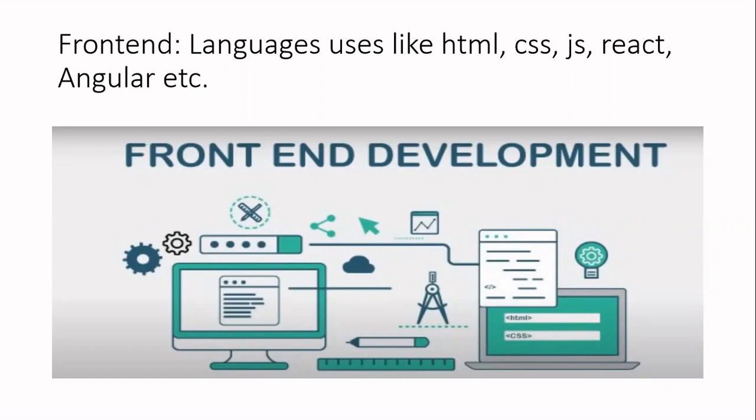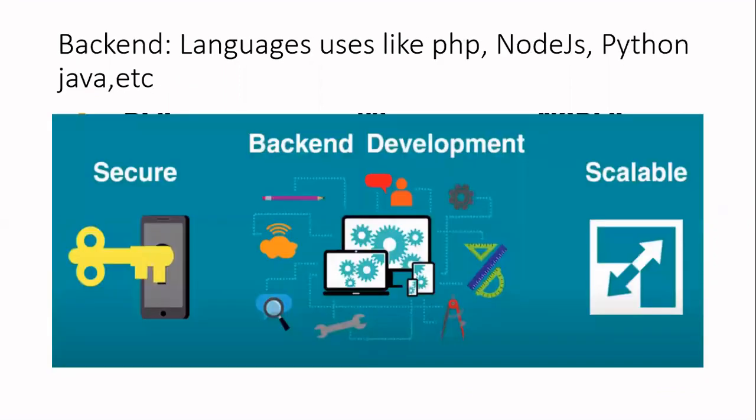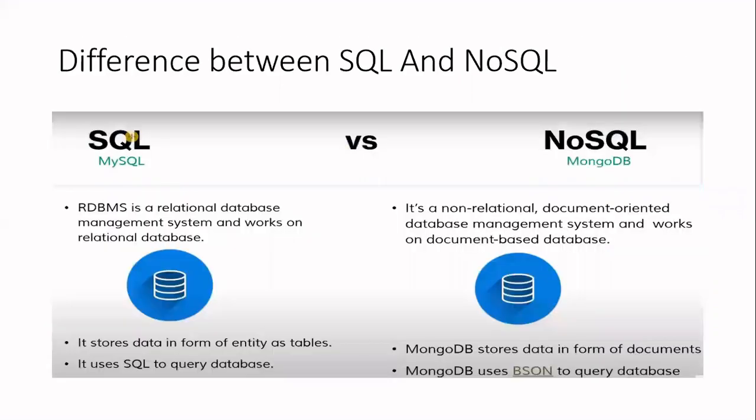When we are working on the front end these days, we are using HTML, CSS, and JavaScript. Mostly, we are using React and Angular these days. It's a trending technology, and then we are using the backend like PHP, Node.js, Python, and Java. In PHP, we are using MySQL, and in Node.js we are using JavaScript. So this is your whole backend.